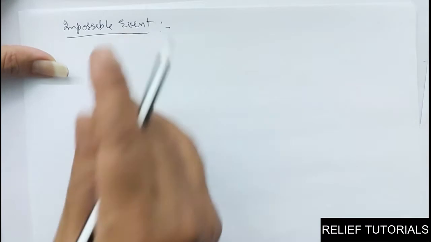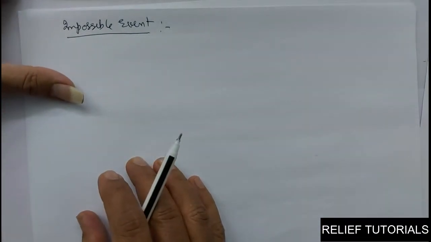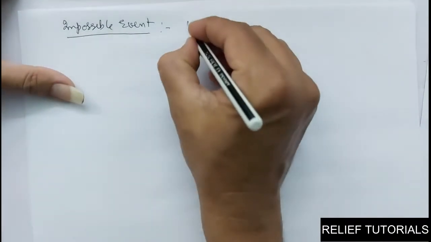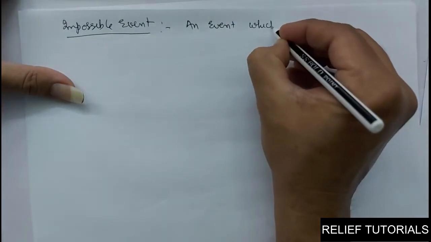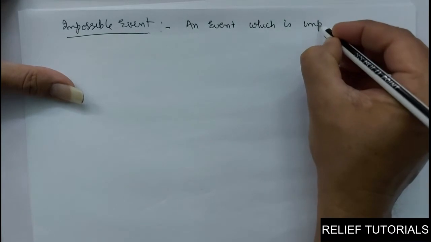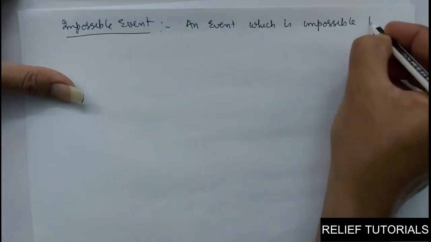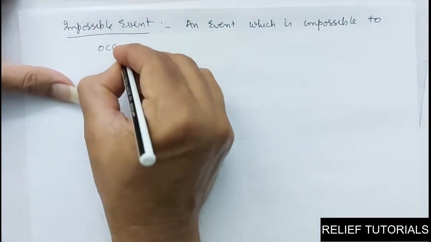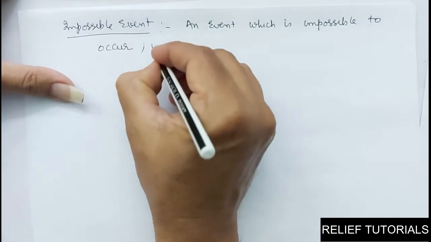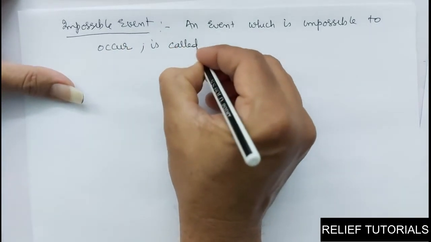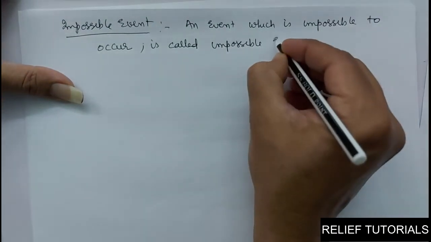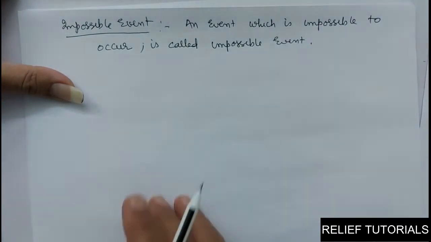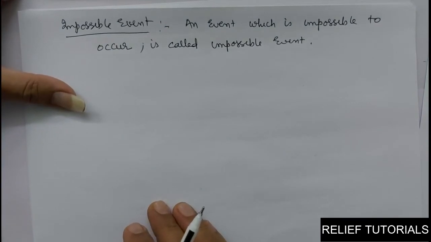Impossible event. What do you mean by impossible event? An event which is impossible to occur is called an impossible event.